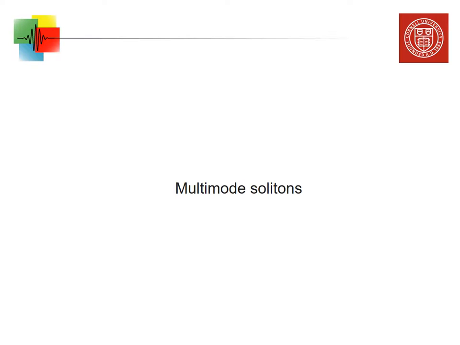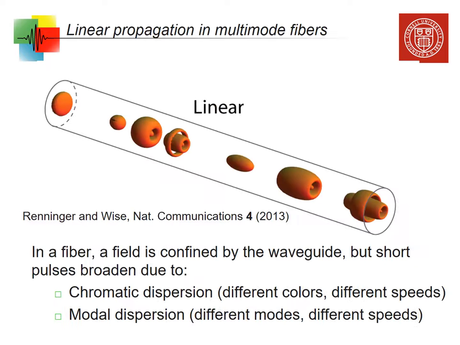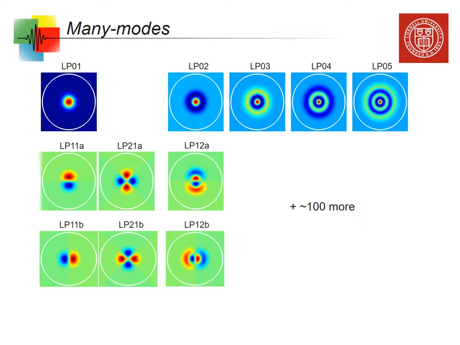All right, part one of the research, we're going to talk about multimode solitons. What happens when you propagate linearly, though, in multimode fiber? We talked about this already. There's chromatic dispersion, the pulse broadens, different colors travel at different speeds, but also there's modal dispersion. The different modes travel at different speeds because they correspond to different optical path lengths, right? So we've got all these modes.